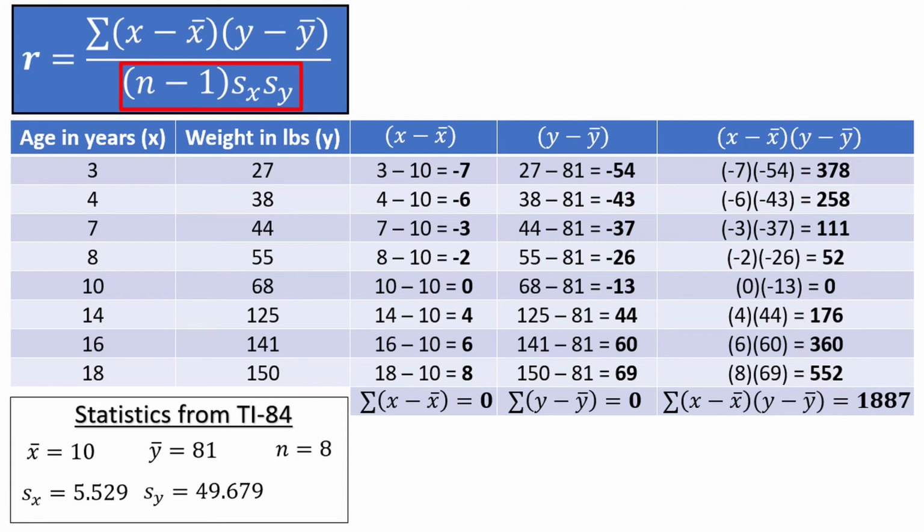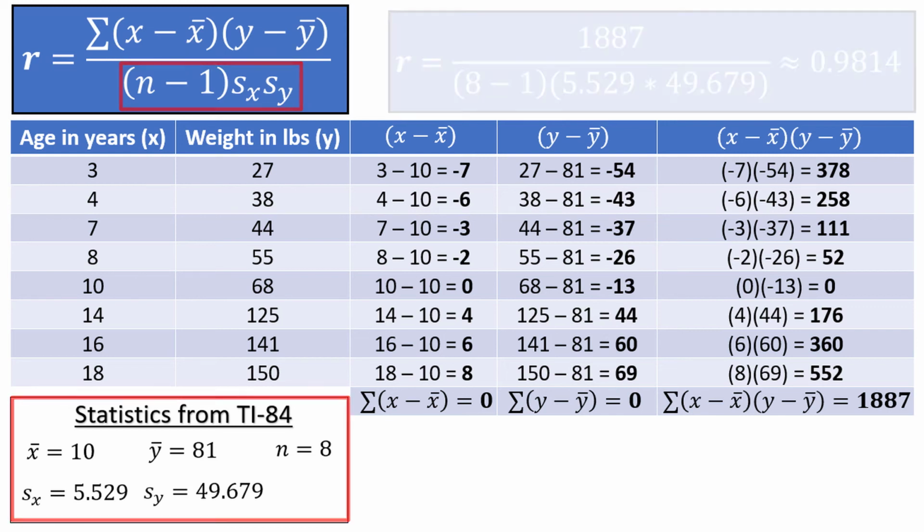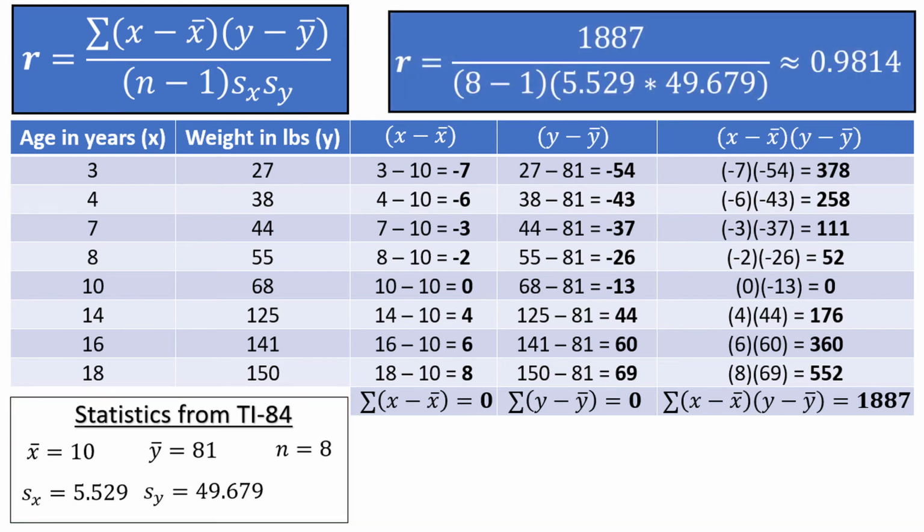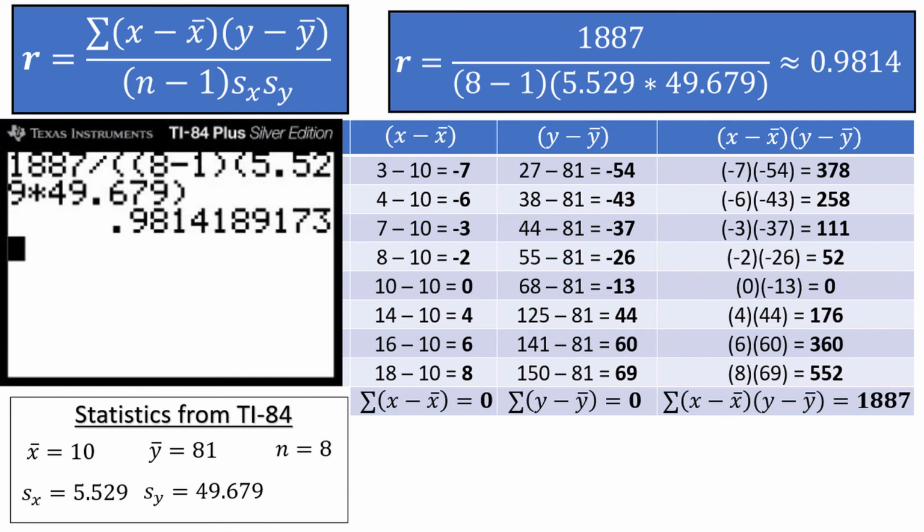The denominator consists of all numbers that we know, n minus 1, or 8 minus 1, times the standard deviation of x of 5.529, times the standard deviation of y, which is 49.679. Here is the result. Type the result into the calculator like this, and you should get 0.9814.